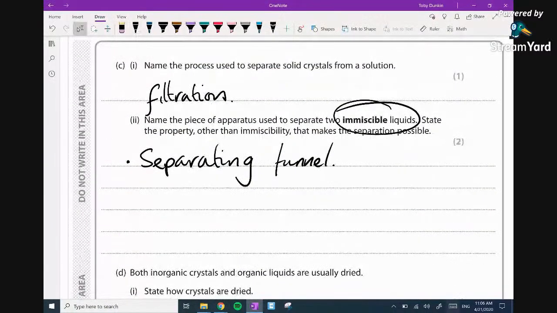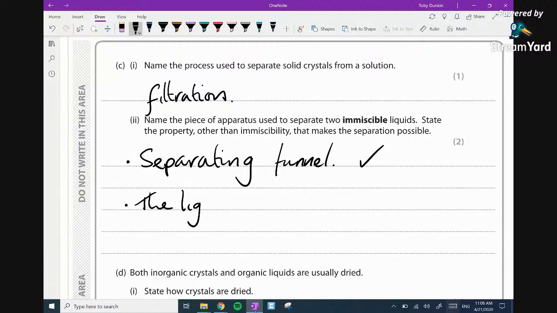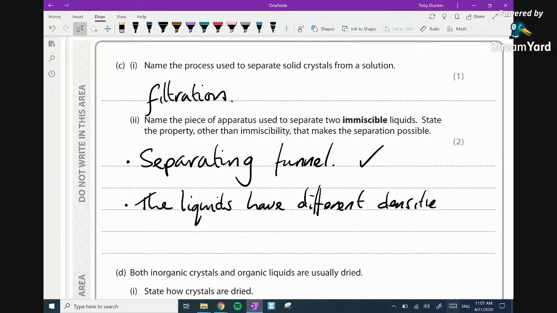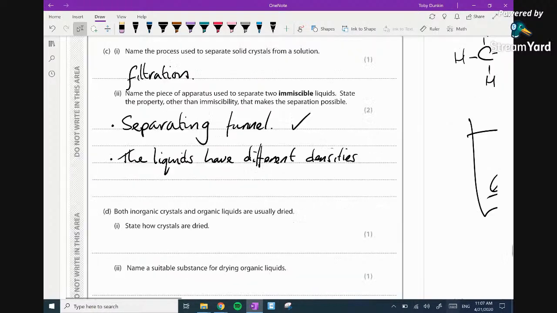So the first mark is for saying separating funnel. State the property other than immiscibility that makes this separation possible. The other one is difference in density. The liquids have different densities, so one will float on top of the other. That's the answer.